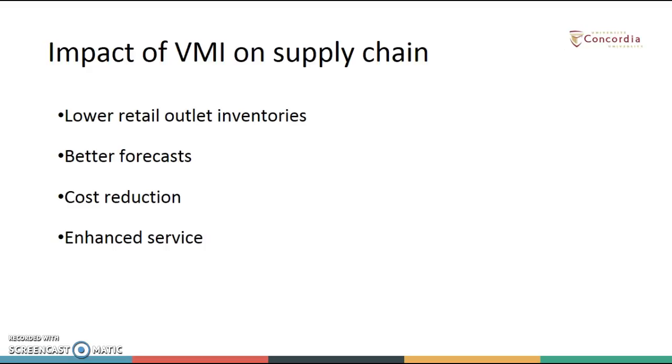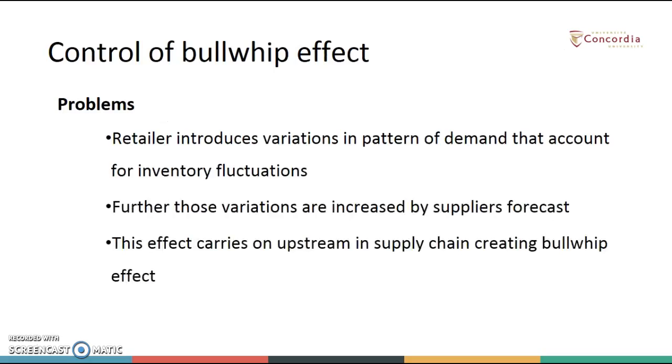Since we have extensive communication sharing, it is obvious that the forecast is better. And the third one is cost reduction, and the fourth is enhanced service. So even though we discussed several benefits that the VMI brings upon the traditional supply chain, the main factor that has been discussed a lot is the control of the bullwhip effect. So let's see what the problems are that cause the bullwhip effect.